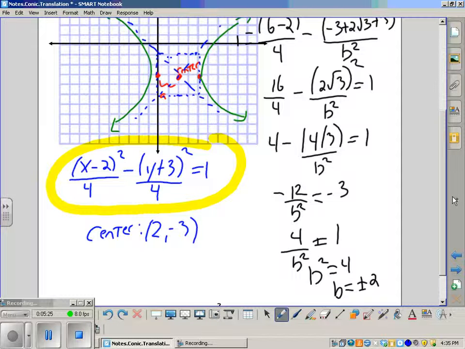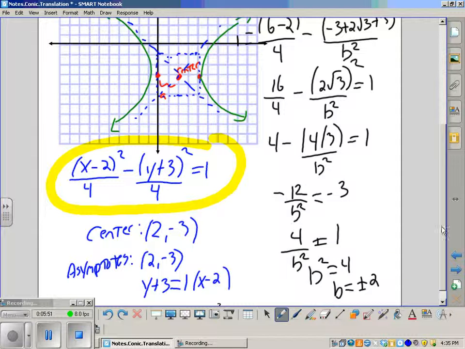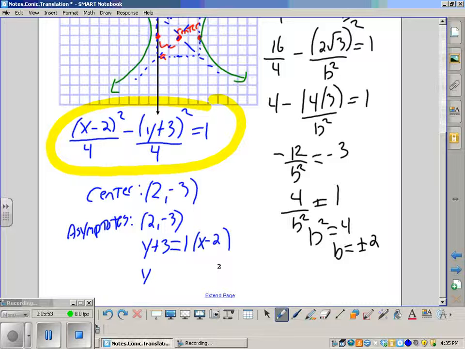So asymptotes, okay? You already know a point that the asymptotes go through. Namely, it's 2 comma negative 3, and you know that the slope of the asymptotes is 1. So let's see. I did this backwards last class, I think. So there is the equation of the asymptote. Done.